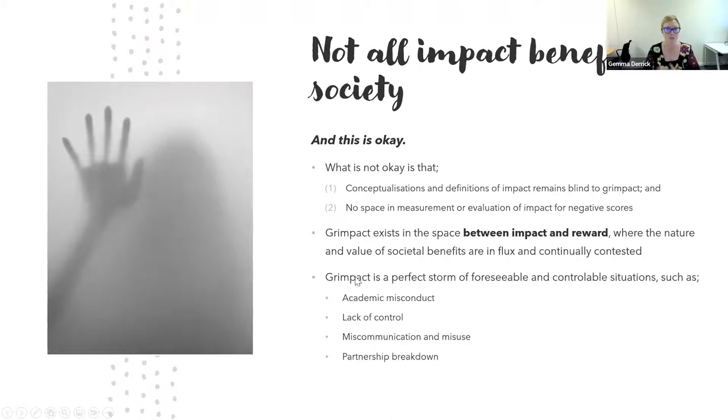Grimpact, what is grimpact? Grimpact is the space between impact in its truest form and reward, where the value and the nature of the social benefits are in flux and they're contested at every point in time. It is a perfect storm of things that we can foresee and we control. And the next stage of impact in implementing an impact culture within institutions, as well as within research culture more broadly, is embracing an idea of impact that can go right as well as go wrong.